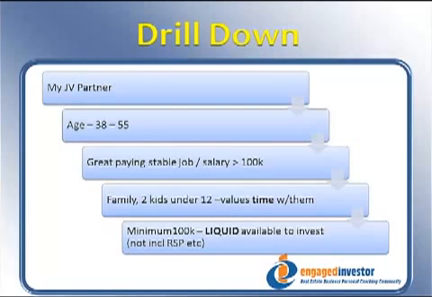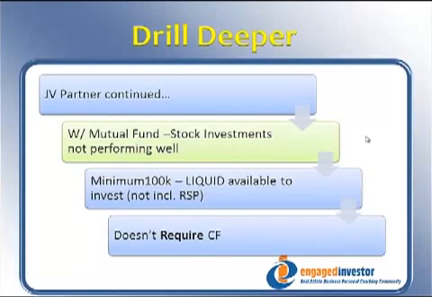So if we drill down a little bit deeper, the JV partner's here, and I'm adding one little piece here. I want to add in that they have mutual fund or stock investments that are not performing well. And then they have a minimum of 100K liquid available. And they don't require cash flow. So as you can see, I can get really, really specific on who this person is. And I start talking to that person. I start talking in a language that they get.